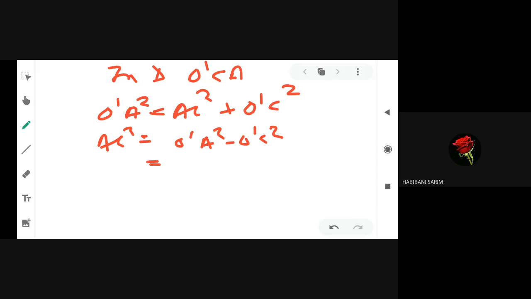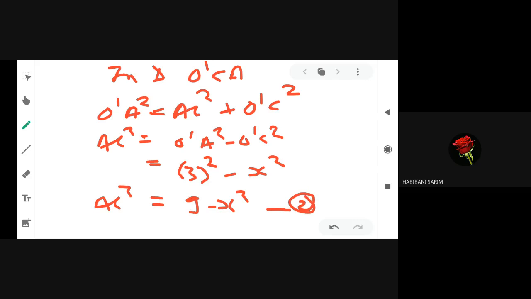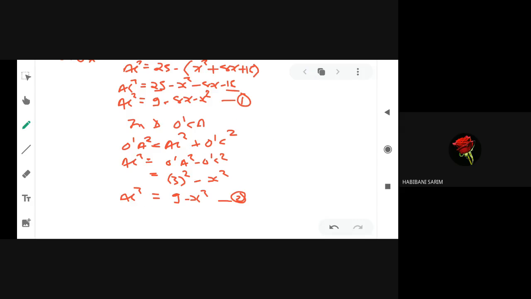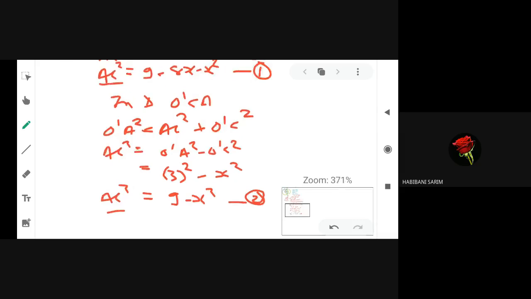O prime A means radius of smaller circle, 3 square, minus O prime C, we suppose x square. So 3 square 9, 9 minus x square, it is the value of AC square. So it is your second equation. Now you can see the first equation and second equation of AC square. We compare these two equations, so we get the value of x.